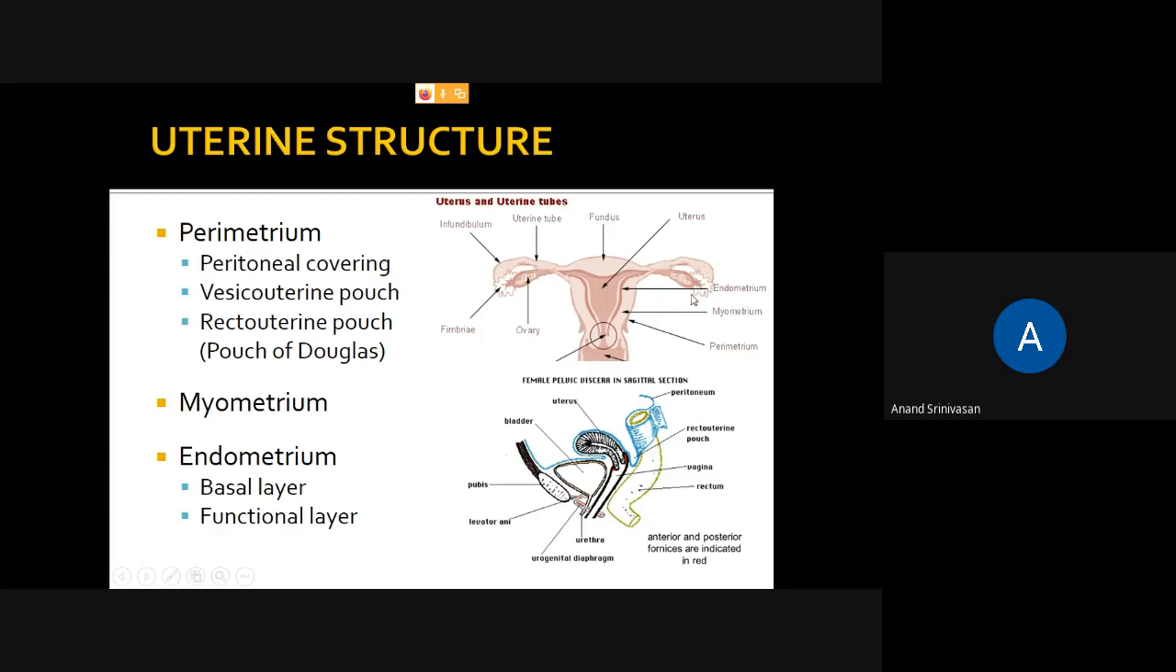The endometrium is the innermost layer and it is further subdivided into two parts: the basal layer and the functional layer. The basal layer is slightly deep and the functional layer is more superficial. Now, what are the functions of these two layers? You know that each time the ovary releases an egg, it has to come to the uterus.